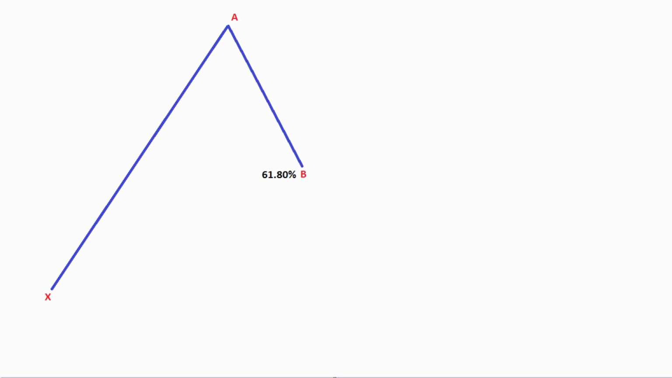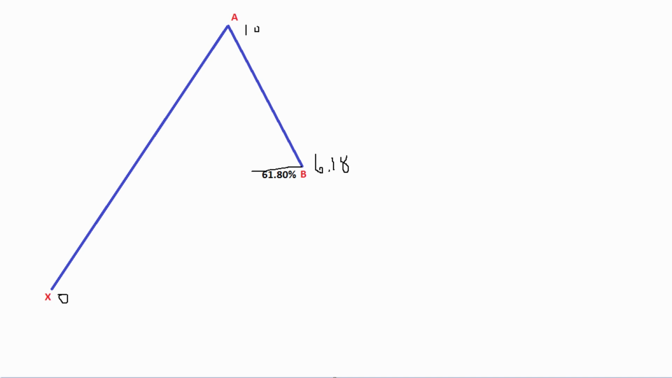However, the B point will retrace 618 of the XA. Hypothetically, if this was 0 and this was 10, this would be 6.18. So X, A, B, retracement from that prior leg down. The diagram shows the retracement from X to A leg to B.